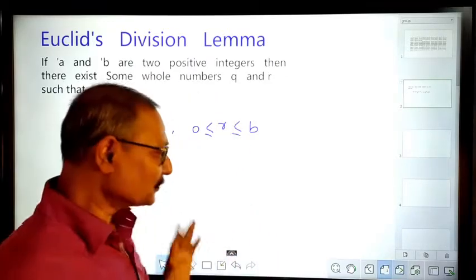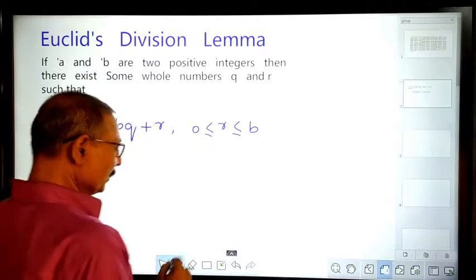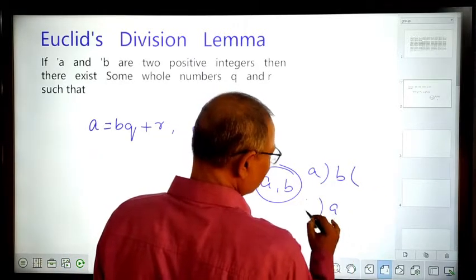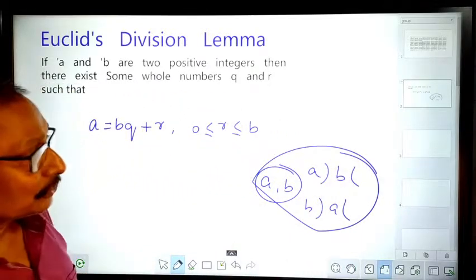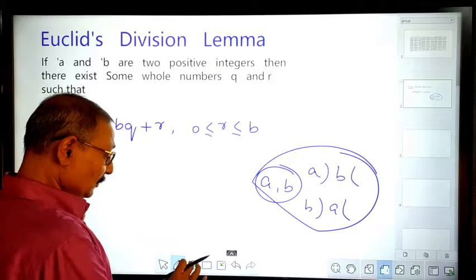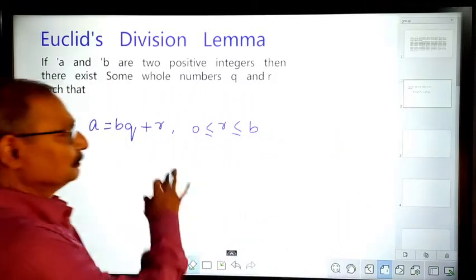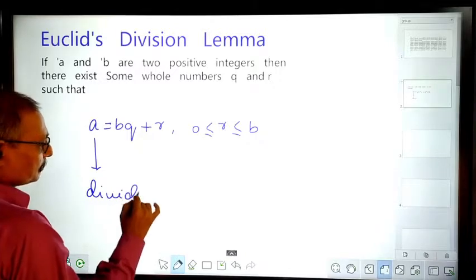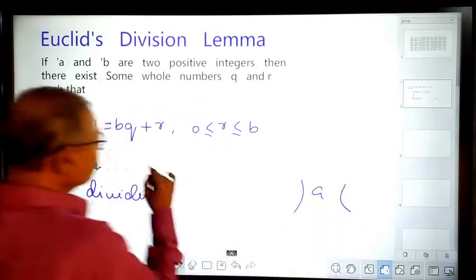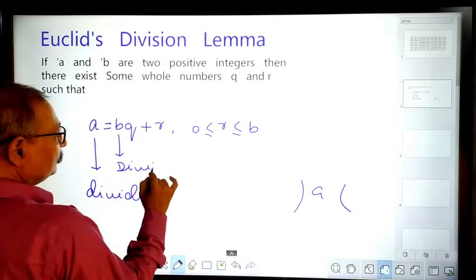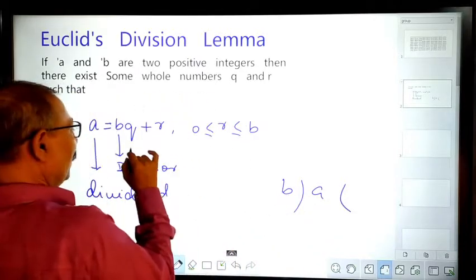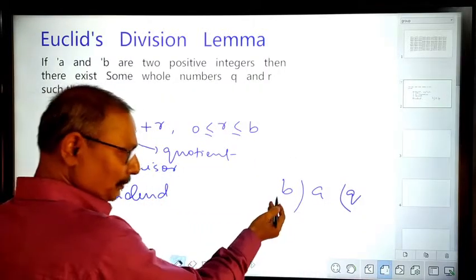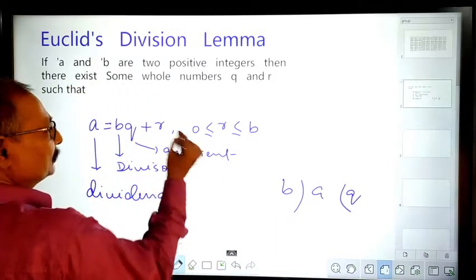Again I am repeating that it says that if we have a and b, two positive numbers, then we can divide a by b or b by a, and we will have some quotient q and some remainder r. Now it is written in terms of multiplication. This a is called the dividend, which we divide, and this b is called the divisor, by which we divide a. And this is the quotient, that means how many times we multiplied b for the purpose of division, and this is the remainder.